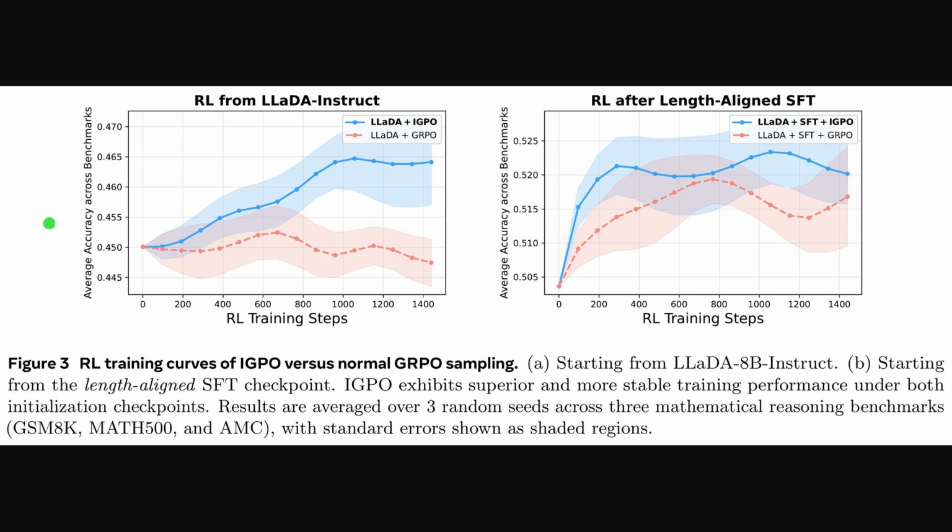Alright, the previous figure detailed the mechanism for fixing zero advantage groups. Figure 3 presents training curves that compare IGPO against GRPO, and the full graphics show average accuracy rising over reinforcement learning steps with shaded standard errors. The left panel shows gains when starting from LLaDA Instruct, where IGPO climbs steadily while GRPO drifts or plateaus. The right panel shows higher and steadier accuracy after length-aligned supervised fine-tuning, which indicates that IGPO stays stable and maintains an advantage, because guided inpainting reduces all wrong groups and restores useful gradients.